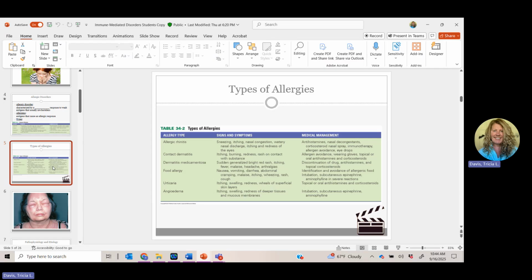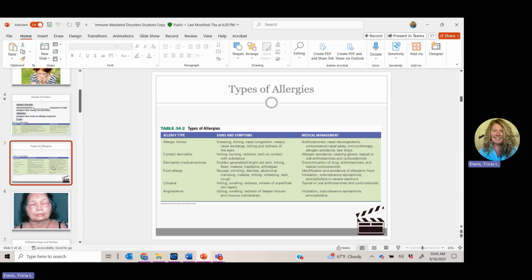Then we have dermatitis medicamentosa, which is a very quick onset of a bright red rash, okay, itching, and a little bit more involved symptoms: fever, body aches, headache. And, of course, we see this a lot with our drugs. So we would discontinue these medications, give antihistamines, and if it was a topical-ish response, we would give topical corticosteroids.